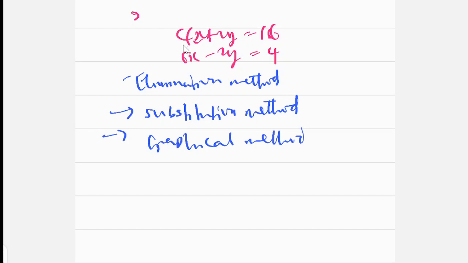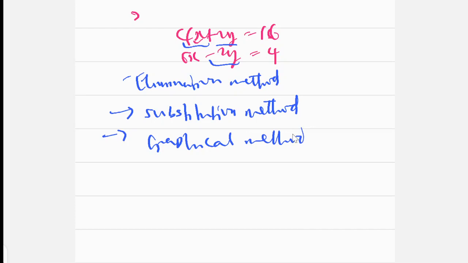For example, the coefficient of x here is 4 because it is 4 that multiplies x. The coefficient of y here is 2. The coefficient of y here is minus 2 because minus 2 multiplies y. Can you tell me the coefficient of x here? That is 6. So before you can eliminate a variable, you have to ensure their coefficients are equal. Suppose I want to eliminate x, then I must have the same coefficient here. If I want to eliminate y, then I must have the same coefficient.